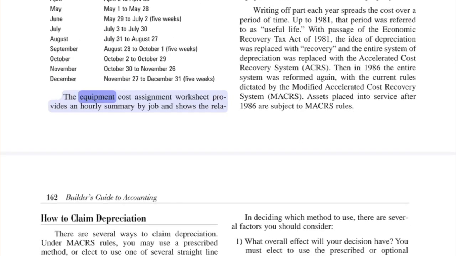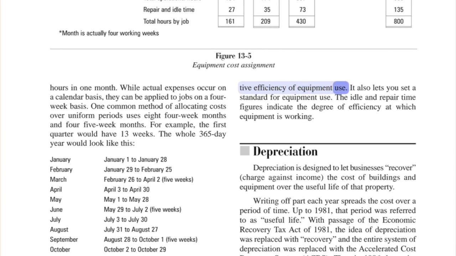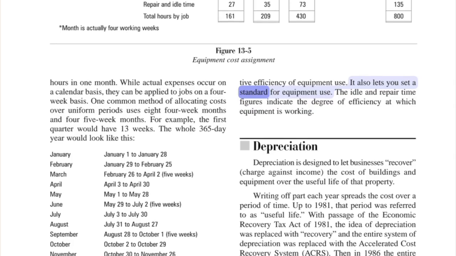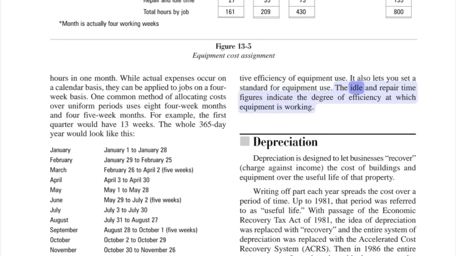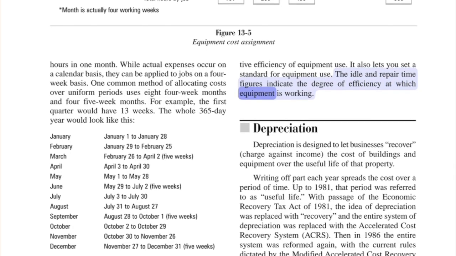The equipment cost assignment worksheet provides an hourly summary by job and shows the relative efficiency of equipment use. It also lets you set a standard for equipment use. The idle and repair time figures indicate the degree of efficiency at which equipment is working.